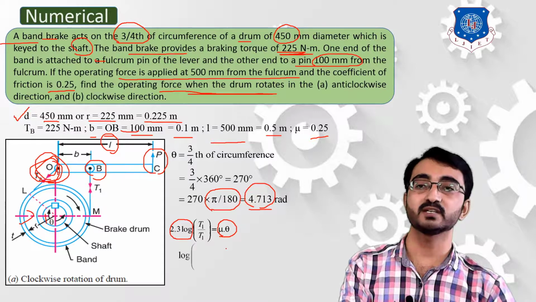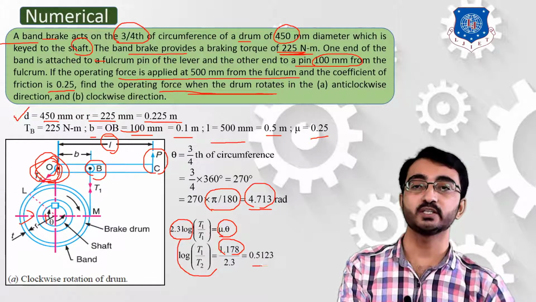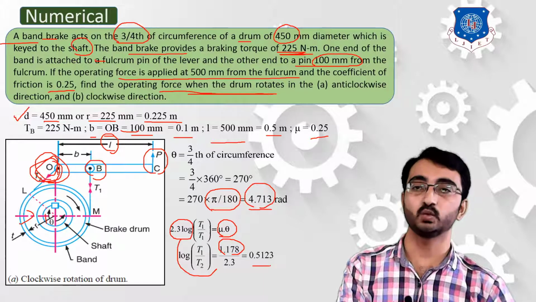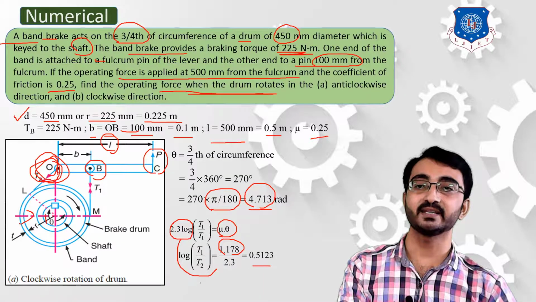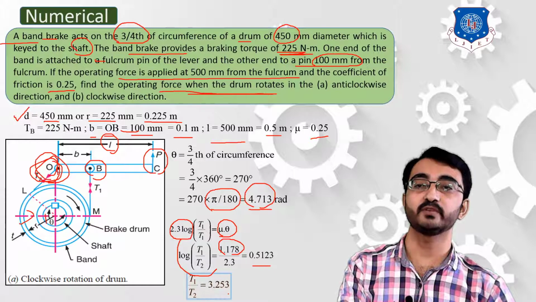That will give us the value 1.178, and by dividing this by 2.3, you will get log of T1 by T2 is equal to 0.5123. So you can simply identify that T1 by T2 is equal to the anti-log of this value, and that will give you the relation between T1 and T2, which is 3.253.